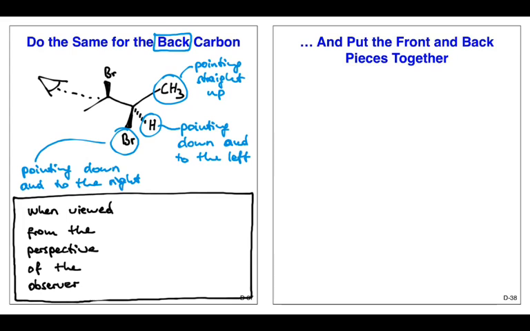And remember, the back carbon atom we just draw as a circle. Here we go. That would be our circle, and methyl group pointing straight up, hydrogen down to the left, and bromine down to the right. At this point, we're pretty much done.